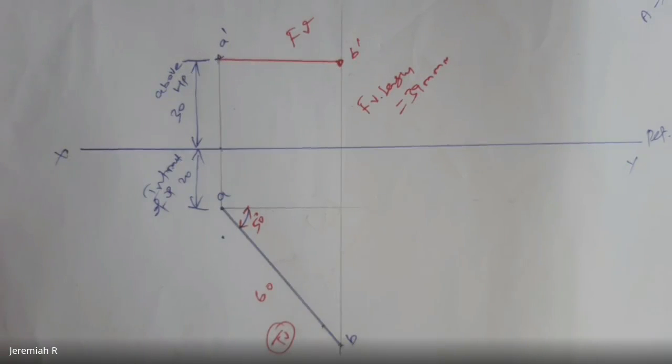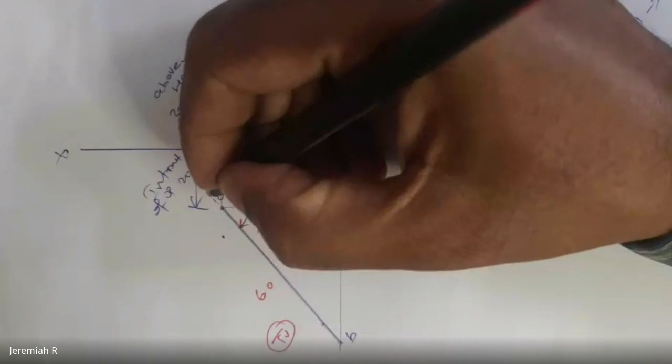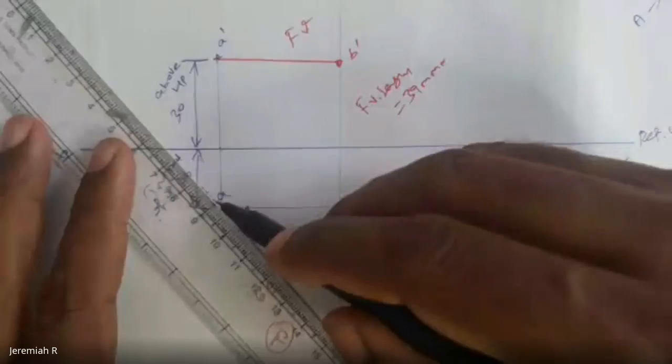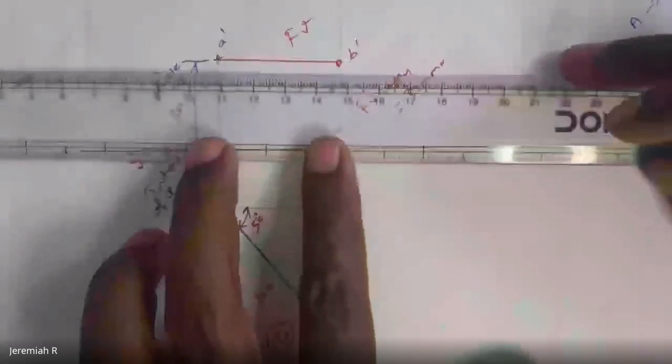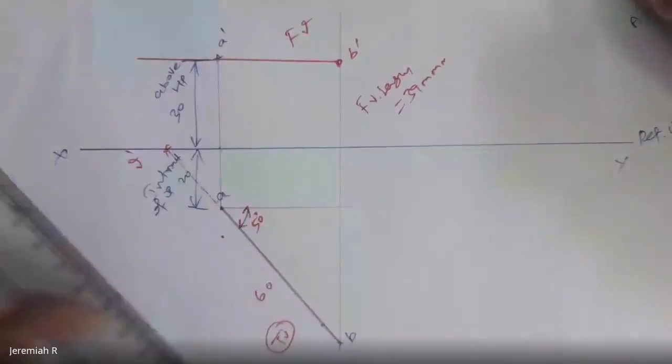in this problem we have only the vertical trace. So what we have to do is extend this line. That question is not asked; I'm just doing extra. Just extend this line so that it touches somewhere on the XY line. You have to give it V dash. From A dash, just extend this line.